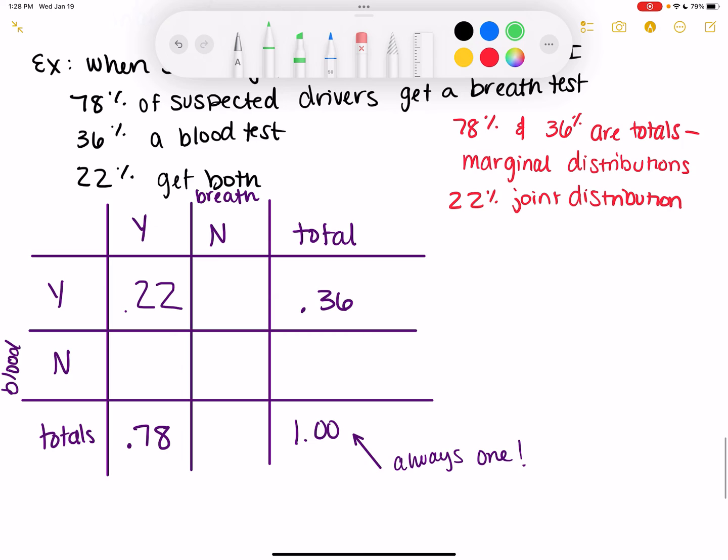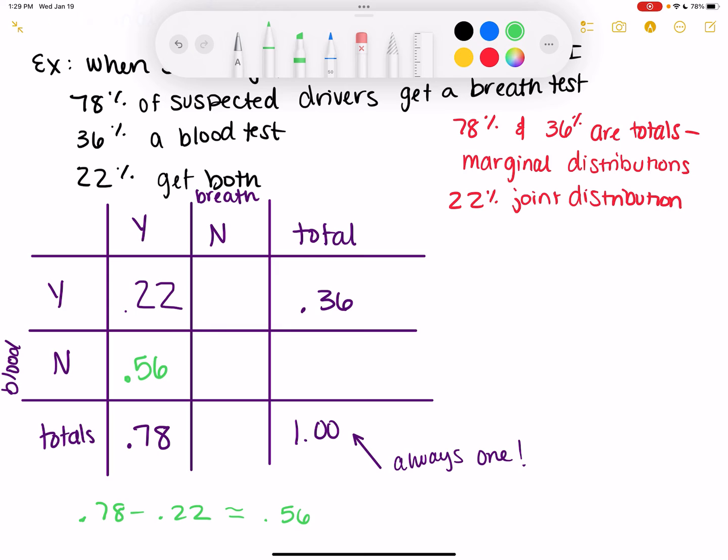This spot is the yes for breath, no for blood. What that's going to be is the total number that got breath minus the ones who also got blood. So it's 0.78 minus 0.22, which is 0.56. So that's going here.